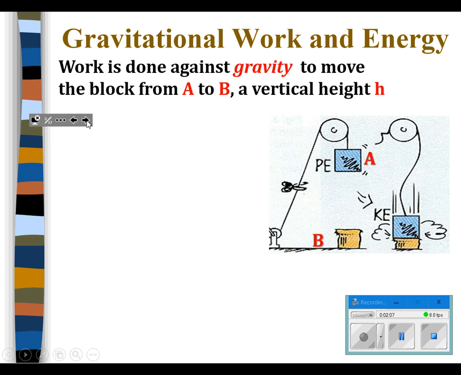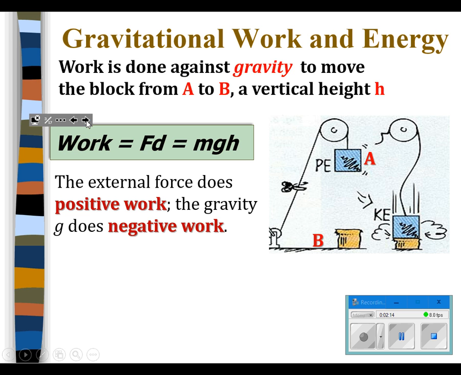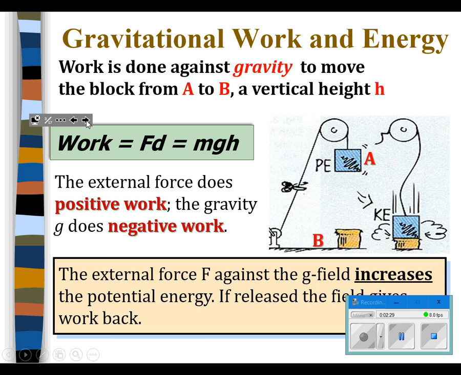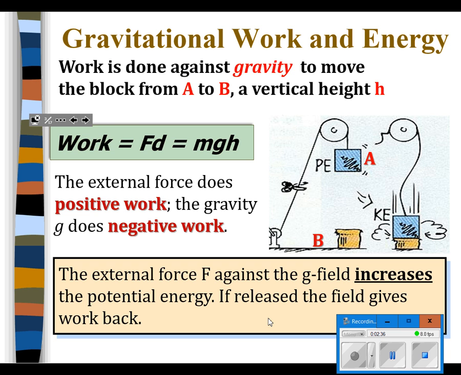So gravitational work and energy. Work is done against gravity to move a block up a vertical height. So work is force times displacement, or mass times gravity times height. The external force does positive work. The gravity does what we call negative work. We don't have to do anything to it. If we have to supply the work, it's called positive work. But if the field does the work, it's negative work. So the external force against the gravitational field increases the potential energy. If released, the field gives that work back.